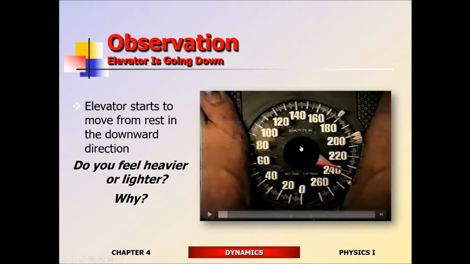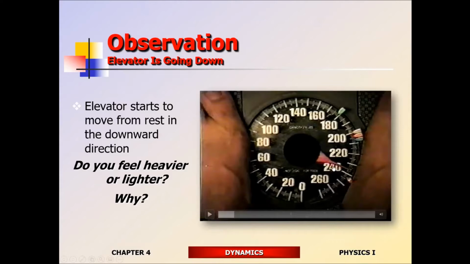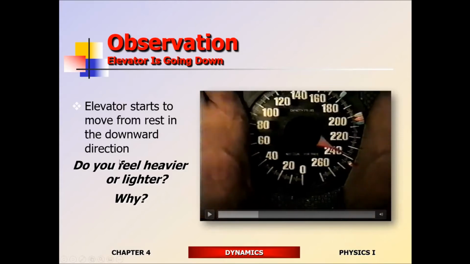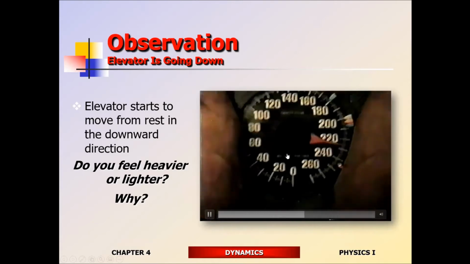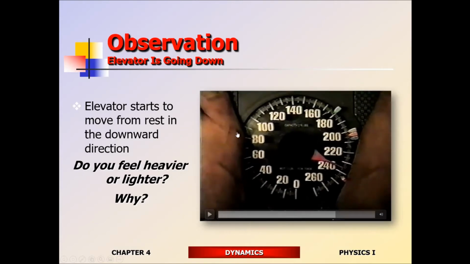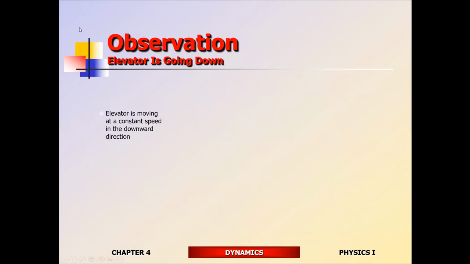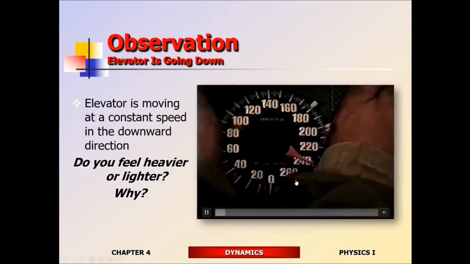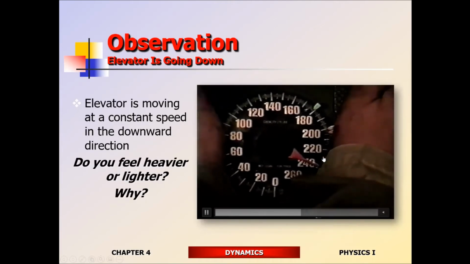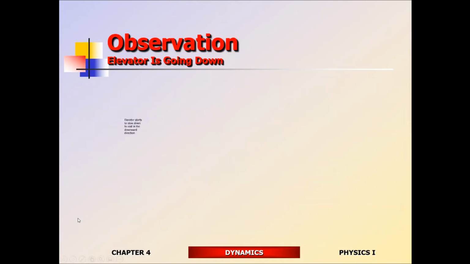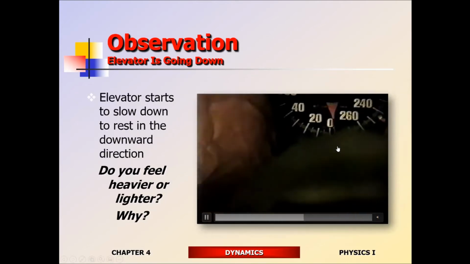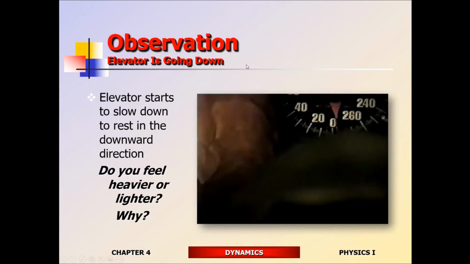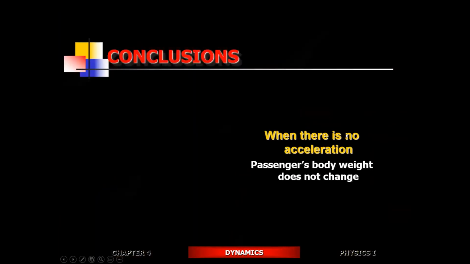Just get a scale and step on it. This guy weighs 240 pounds. As soon as the elevator starts to accelerate in the downward direction, you will feel lighter, right? And then you will become lighter according to the scale. When the elevator is moving at constant speed, there is no change in weight. When the elevator is going down and slowing down, you will feel heavier because according to the scale, you will become heavier. So the conclusions: no acceleration, no change in weight.